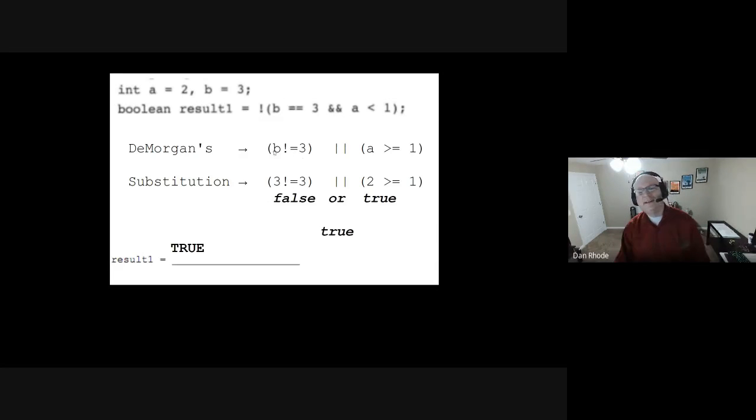So first step is that DeMorgan's or flipping step, where we go B not equal to 3. We flip the or, and then A, instead of less than, it's greater than or equal to 1, which, by the way, I misflipped that right there. So 3 not equal to 3, or 2 greater than or equal to 1. Then we solve it. This is false because 3 is equal to 3. It's or, and 2 is greater than or equal to 1, true.